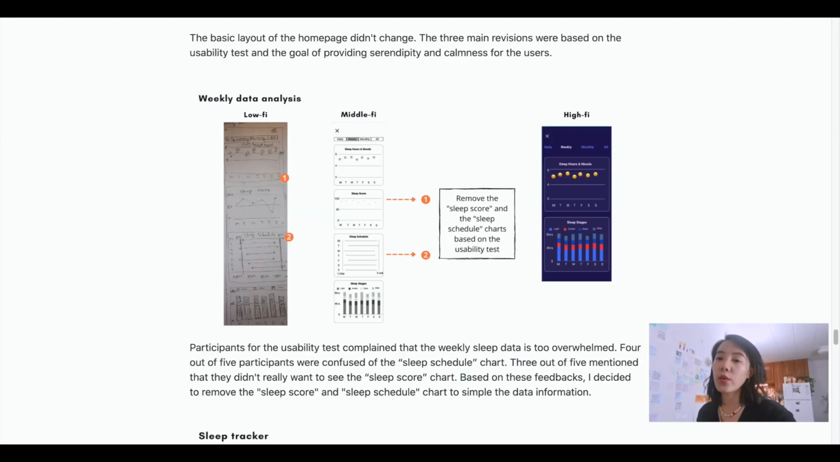The second one is the weekly data analysis. During the usability test, the participants kept saying that the charts were too much for them and they were kind of confused by these charts. Especially, 4 out of 5 participants mentioned that they didn't really understand what the sleep schedule is and how to read it. So to simplify the charts and make everything simple and clear to the users, I decided to delete the sleep score and the sleep schedule charts to concentrate only on the other 2.